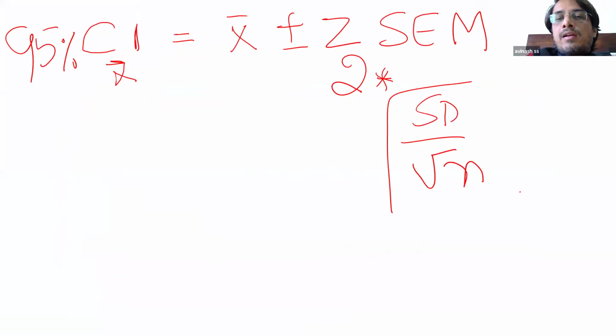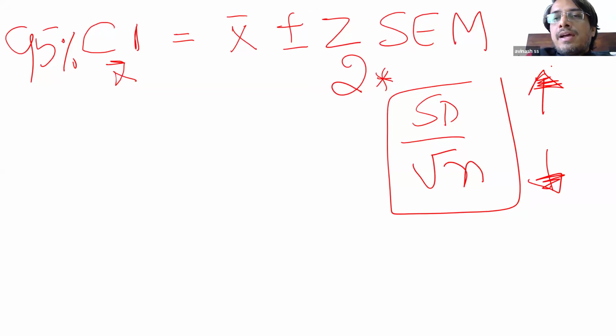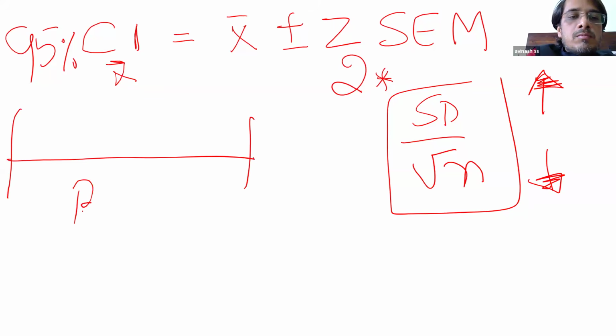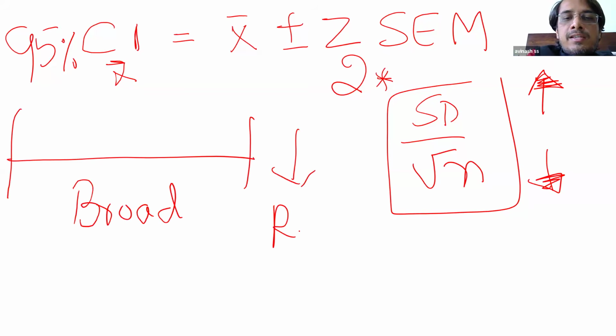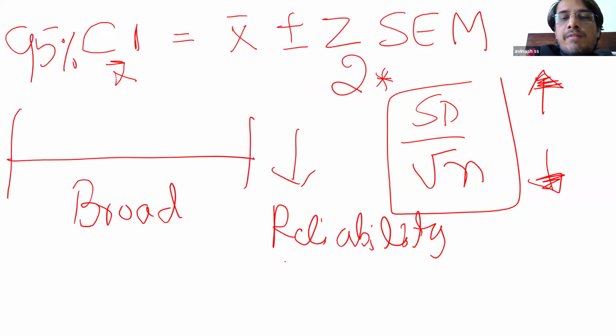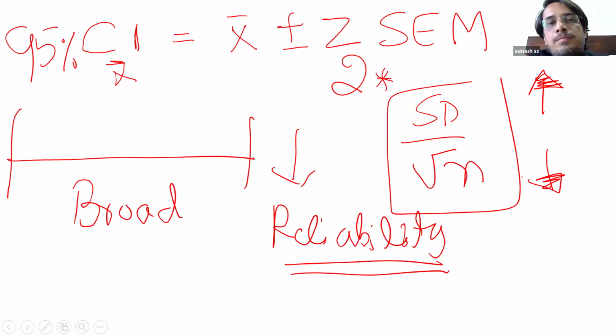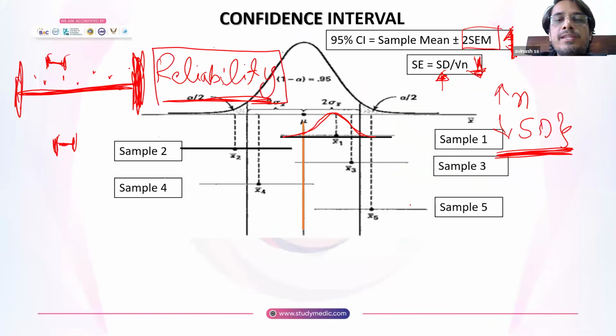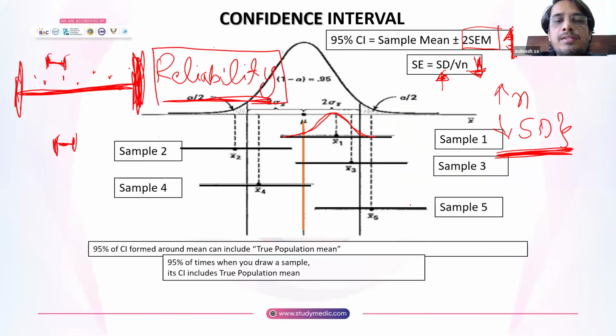So if our sample size is low, or if the standard deviation, the variation in the sample, is high, then the confidence interval is broad. If the confidence interval is broad, then reliability is less. Sometimes they ask this question: what is the effect of the sample size? So this is the effect. We'll see that with the problem, and how to calculate the confidence interval.